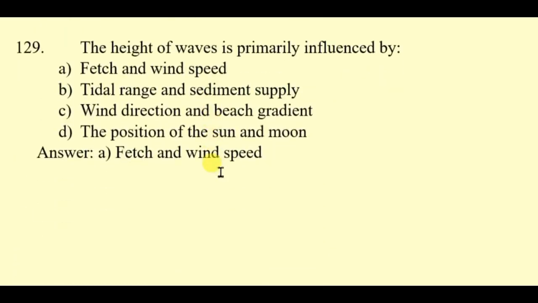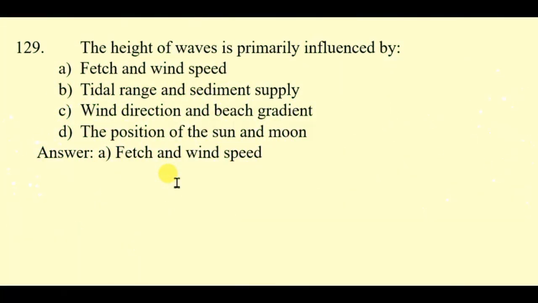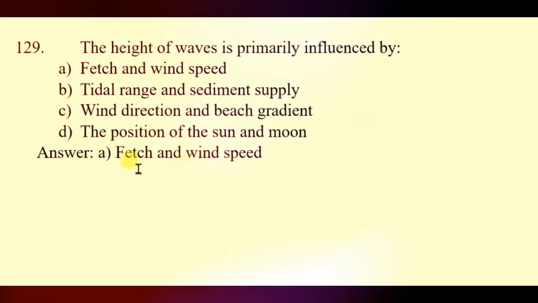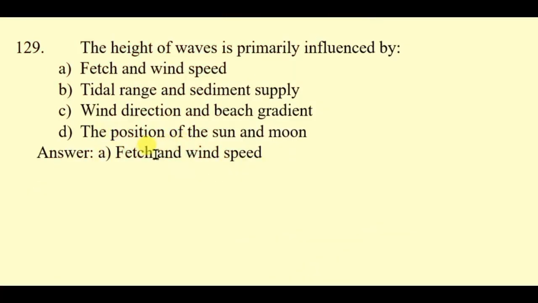Question 129. The height of waves is primarily influenced by fetch and wind speed, tidal range and sediment supply, wind direction and beach gradient, the position of the sun and the moon. Here the correct answer will be fetch and wind speed. Fetch is the length of coastal water over which the wind blows.